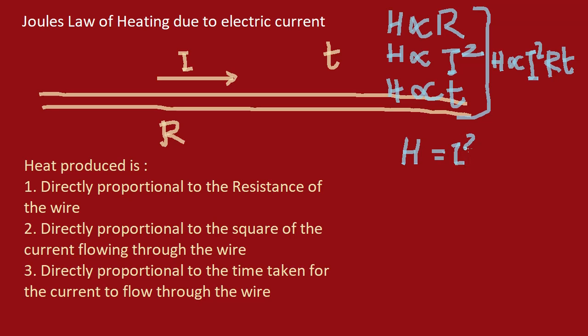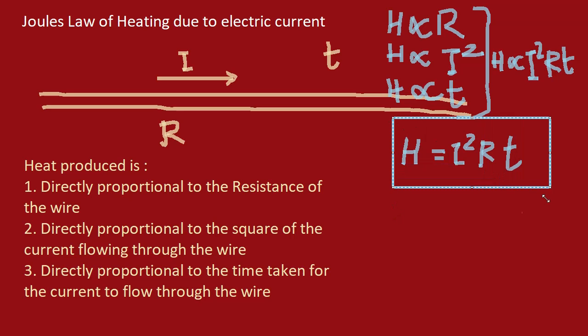This result H is equal to I squared R t is called Joule's law of heating due to electric current, and this is an important relation if we want to calculate the energy that is produced due to heating by the electric current flowing through the wire. Let us take an example to understand this point in much more detail.